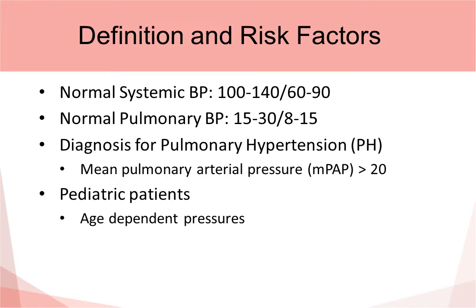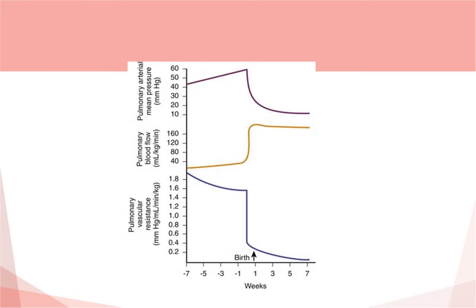pulmonary hypertension. Now, the tricky thing is that pediatric patients have age-dependent pressures, and even though their pressures may be elevated by this definition, it may be normal for their physiology. When a baby is born, they're naturally born with higher pulmonary arterial pressures, and this reflects in utero circulation, where there isn't much blood going through pulmonary vasculature at all. Once the baby's born, there's a number of changes that take place in terms of different circulations, and this pulmonary arterial pressure does decrease over time.